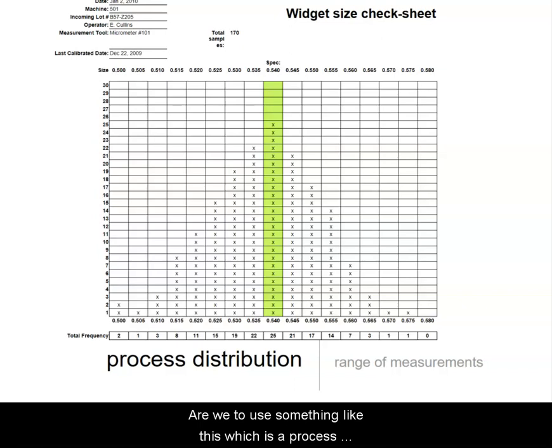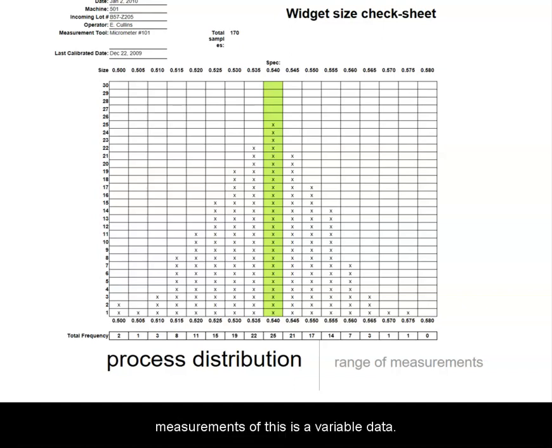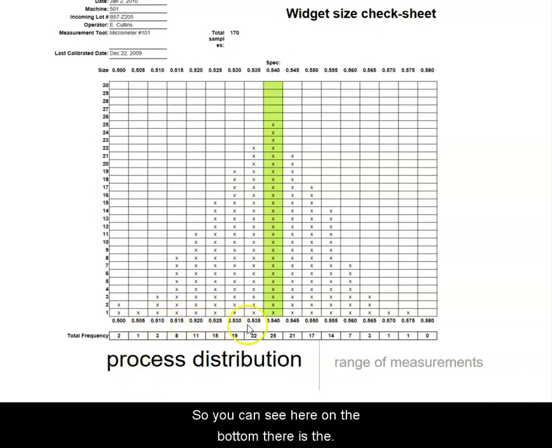Are we going to use something like this, which is a process distribution check sheet? It gives us a range of measurements. So this is variable data. You can see here on the bottom, there is the variable data that's being measured, and then this is the frequency of those measurements happening. So this looks just like a bell curve, where you have a typical bell-shaped frequency with the center being the mean and then data surrounding the mean.